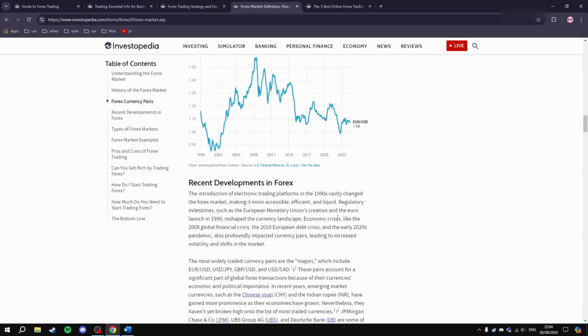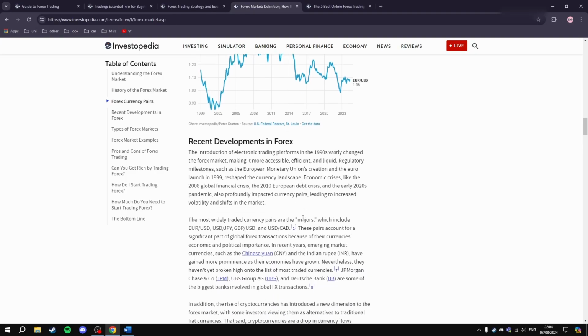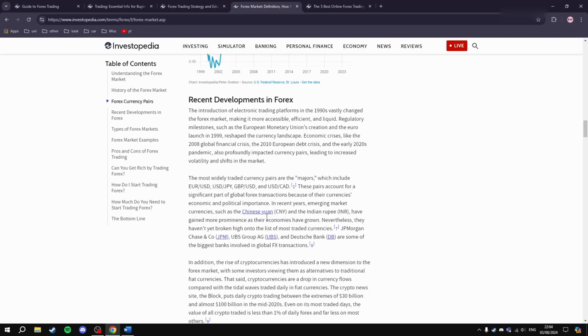Recent developments in Forex. The introduction of electronic trading platforms in the 1990s vastly changed the Forex market, making it more accessible, efficient and liquid. Regulatory milestones such as the European Monetary Union's creation and the Euro launch in 1999 reshaped the currency landscape. Economic crises like the 2008 global financial crisis, the 2010 European debt crisis and the early 2020s pandemic also profoundly impacted currency pairs, leading to increased volatility and shifts in the market.